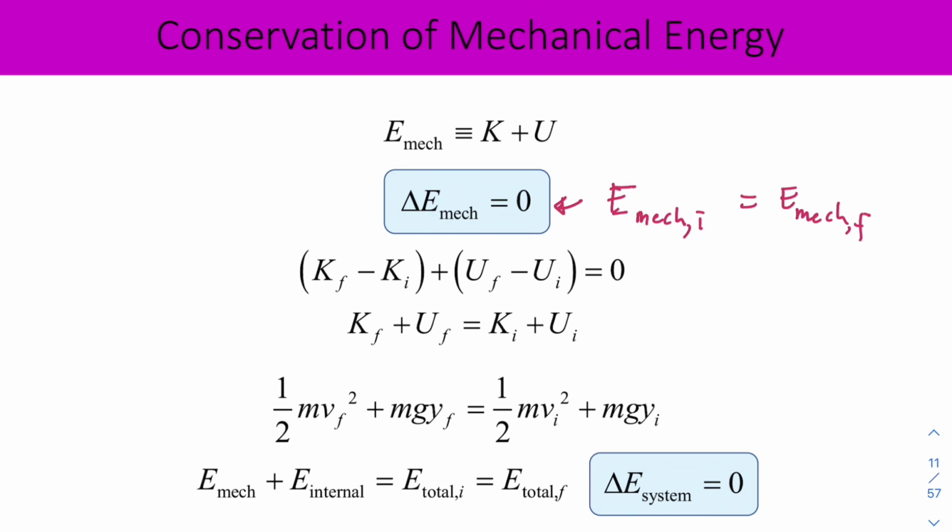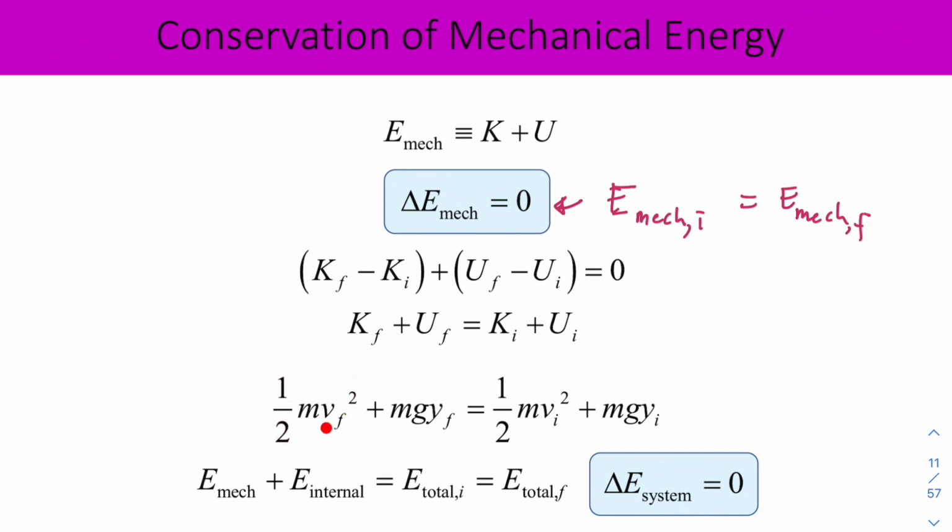So substituting the information that E mechanical has two kinds of energy into this equation, it brings us to this. If we collect the same items, all the final items here, all the initial items here, then we can have this kind of form. This is in terms of the real formula, where K is half m v squared.